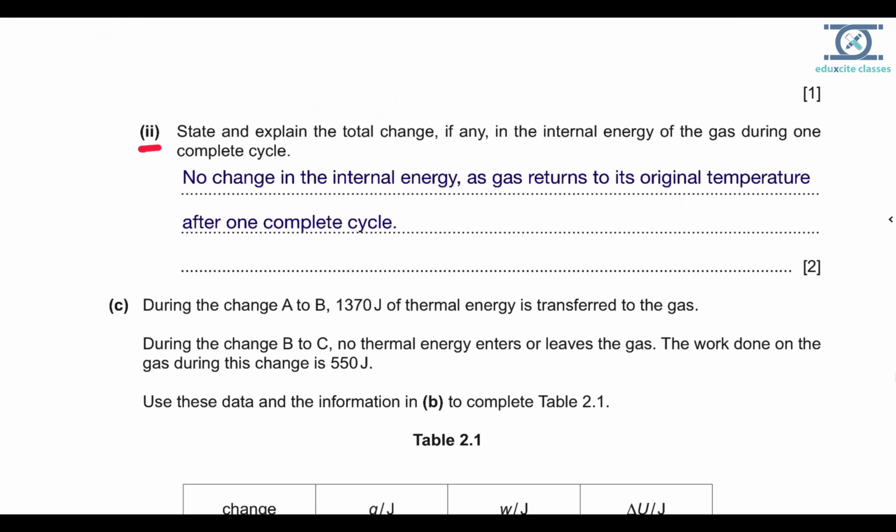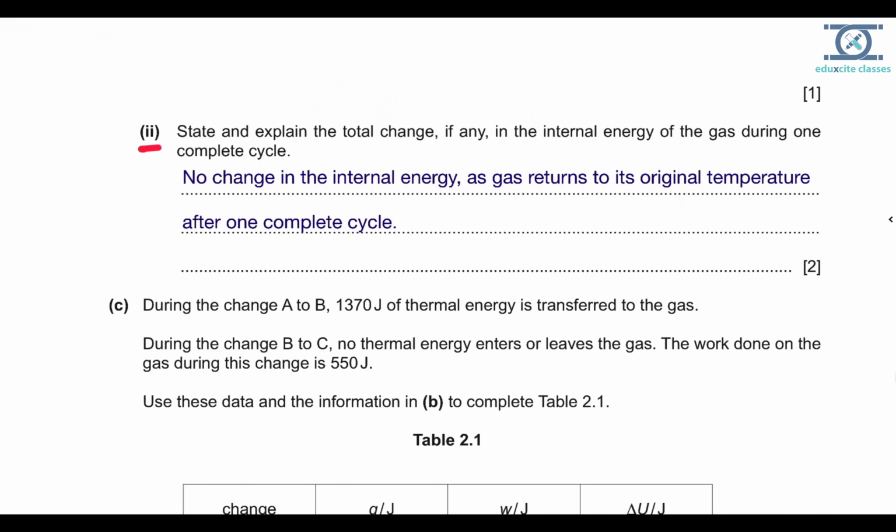after one complete cycle. Now in the C part, and the most important one as well, during the change from A to B, there is 1070 joule of thermal energy transferred to the gas. And during the change from B to C, no thermal energy enters or leaves the gas. The work done on the gas is 550 joule. Now use these data and the information in the B part which we have calculated to complete the table 2.1.